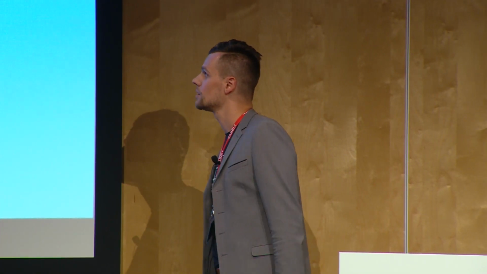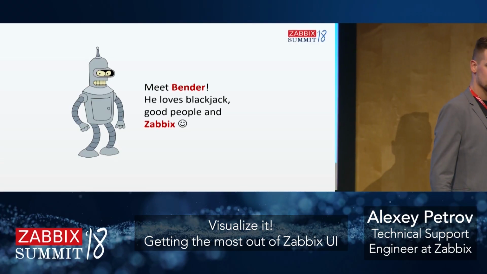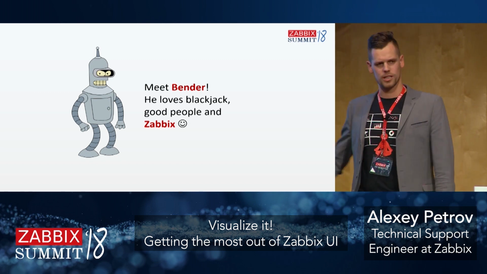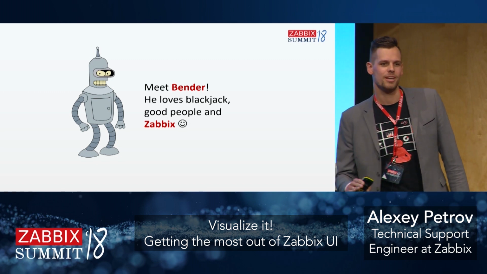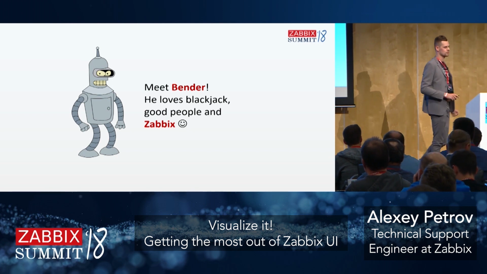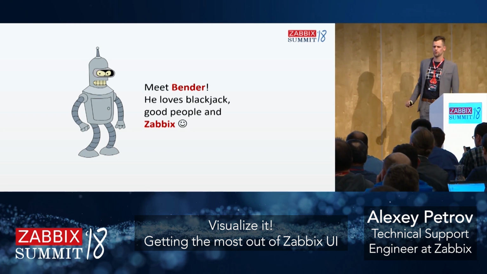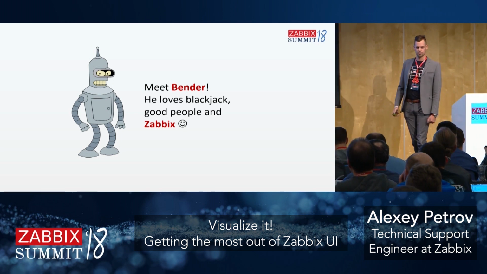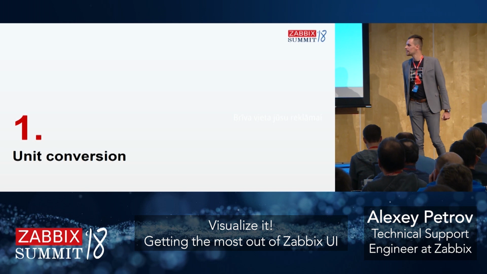So meet my friend. His name is Bender. He loves blackjack, good people, and of course Zabbix. So at some point, he will help me to show some sort of the visualizations. And at some point, he will do some inappropriate jokes. So sorry about him. He's a nasty guy.